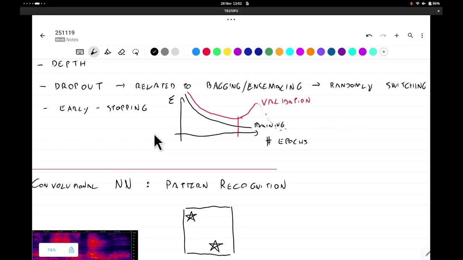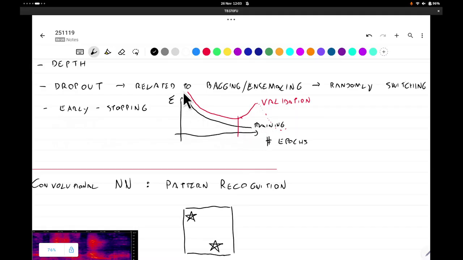And then the other kind of regularization approach or idea is the so-called early stopping that you also see very often in literature. And if you know what you're doing, do it. So the idea is that with the number of epochs, the training error will go down by definition.